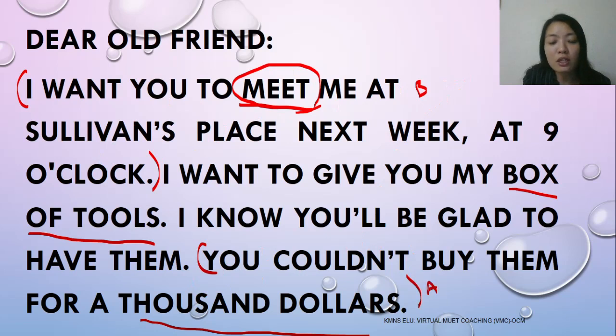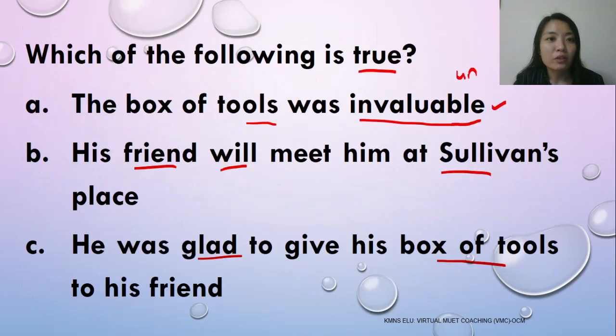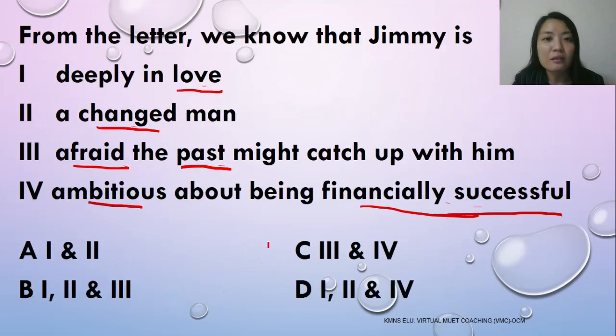So when you read, you have to go section by section. You cannot just jump here, jump there, and understand the whole thing. Each sentence actually gives proof to the answer. Now let's look at the final one. He was glad to give his box of tools to his friend. He was glad. Something about the word glad.